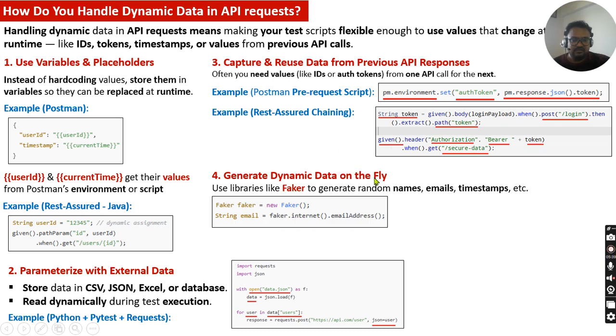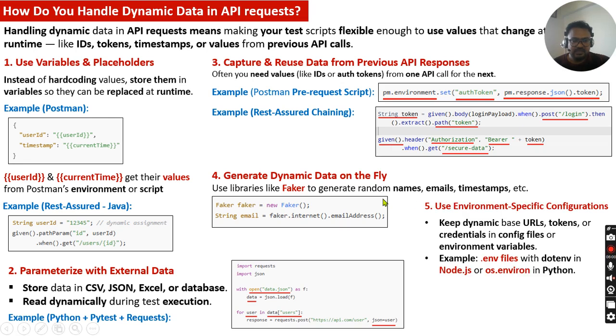Generate the dynamic data on the fly. You can use the Faker class, right? In Java, you can use the Faker class where you can randomly generate names, emails, and timestamps, like Faker faker = new Faker(), String email = faker.internet().emailAddress(). It will generate a dynamic email address, and you can just use that in your API test call. Okay.